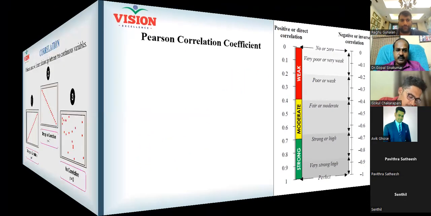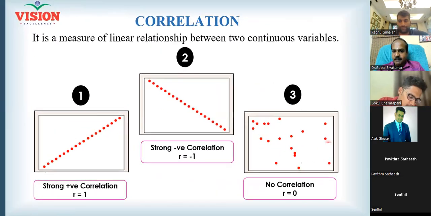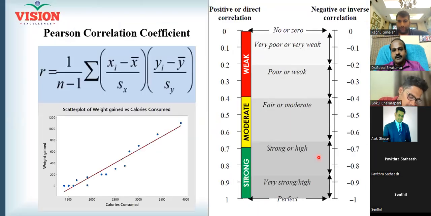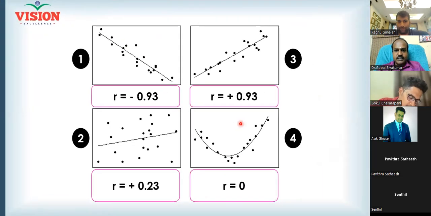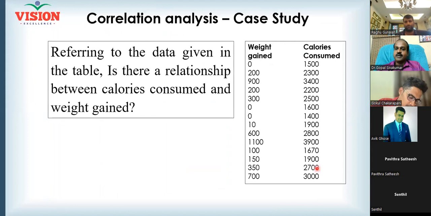Here, what can you say? You can say no correlation. You can also say no relation. But here you can only say no correlation because still there is a relation. All of you are with me? Yes. Very good.